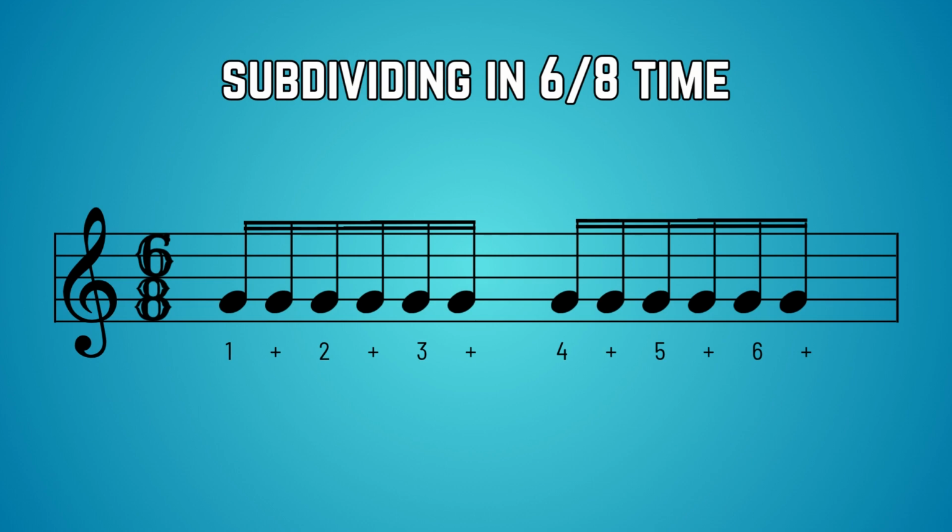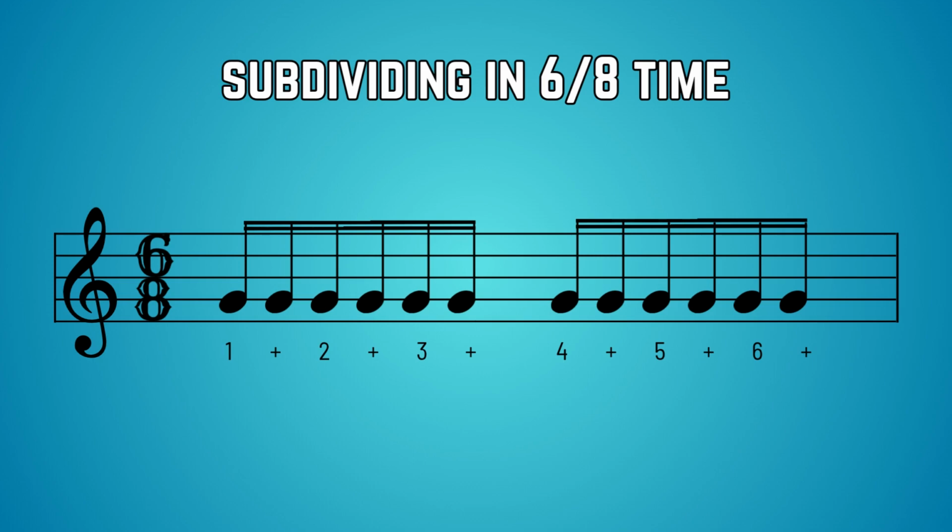Sometimes a rhythm contains values that are shorter than an eighth note. When 16th notes appear in 6/8 time, each eighth note subdivision can be divided into two 16th notes. Using the counting system shown in this lesson, we can count 1 and 2 and 3 and 4 and 5 and 6 and. The number represents the eighth note subdivision. The and represents the 16th note halfway between that subdivision and the next one.